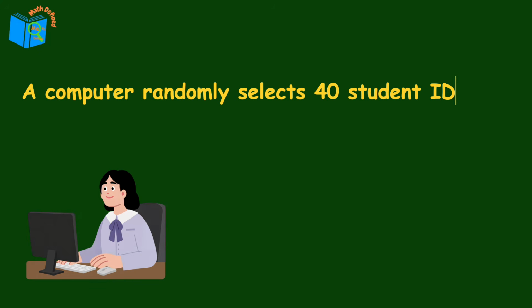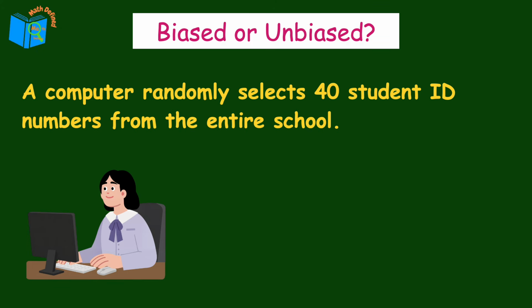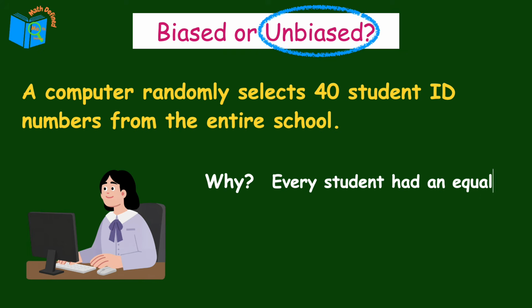A computer randomly selects 40 student ID numbers from the entire school. Is this sample biased or unbiased? Pause and decide, then explain your reasoning. This sample is unbiased. But why? Because every student had an equal chance of being selected.